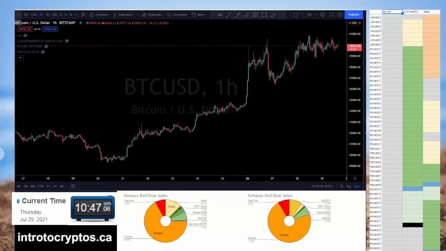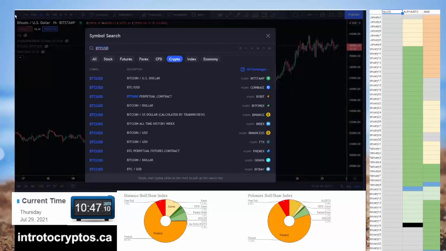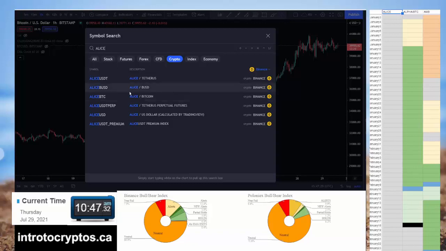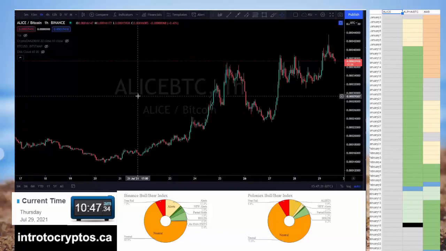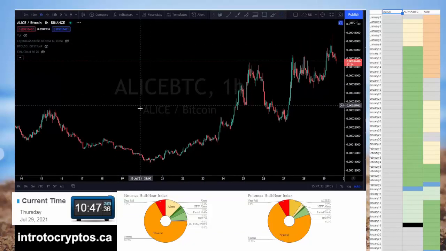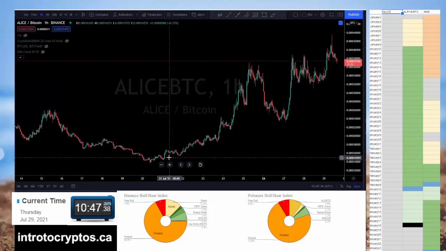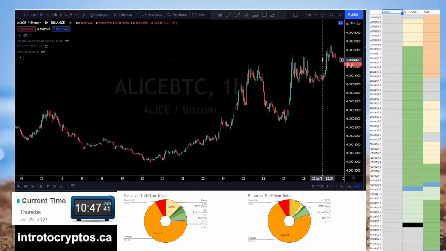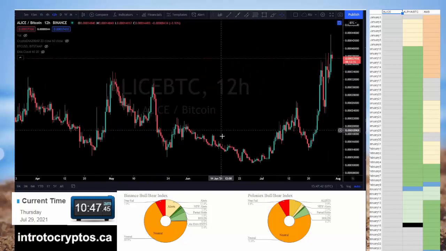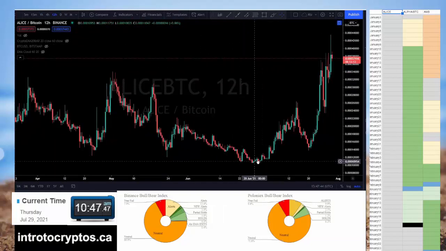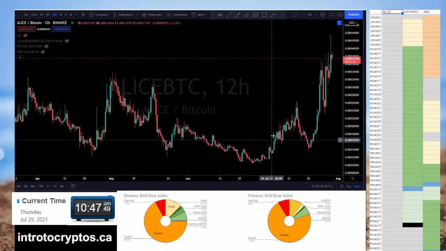So let's start off now and let's pull up Alice coin. This is a new one for me. So Alice versus Bitcoin went up from here in July until July 29th. I'm going to zoom out to the 12-hour time frame. So this is where it made a bottom here at the beginning of July. It's moved up, pulled back, and gone up again.